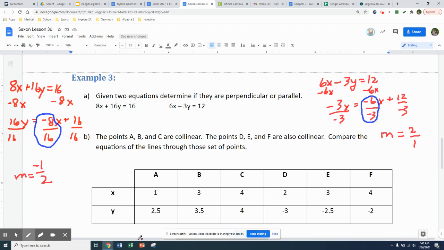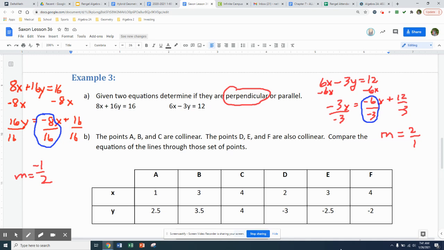So then you take a look at these 2 slopes. One is negative, one is positive. Check. That's one of the things we need when we're looking for perpendiculars, one negative, one positive. And then are they reciprocals of each other? So 1/2, and then we flip it over, 2 over 1. They are reciprocals of each other, so this one is going to be perpendicular.